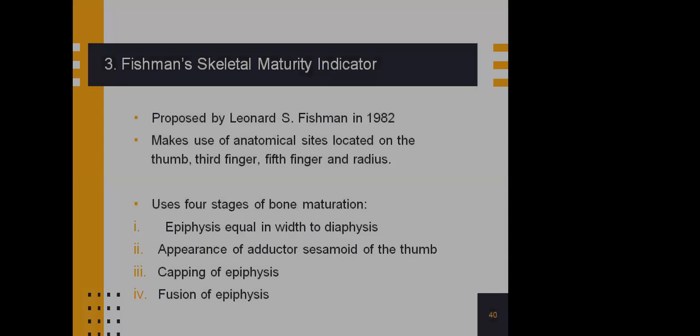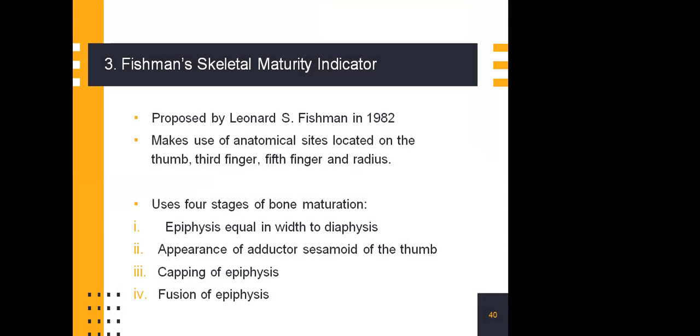Next, we have the Fishman skeletal maturity indicator. It is proposed by Leonard S. Fishman in 1982. It makes use of the anatomical sites located in the thumb, third finger, fifth finger, and the radius, and 4 stages of bone maturation: adductor sesamoid of the thumb, capping of the epiphysis, and fusion of the epiphysis.